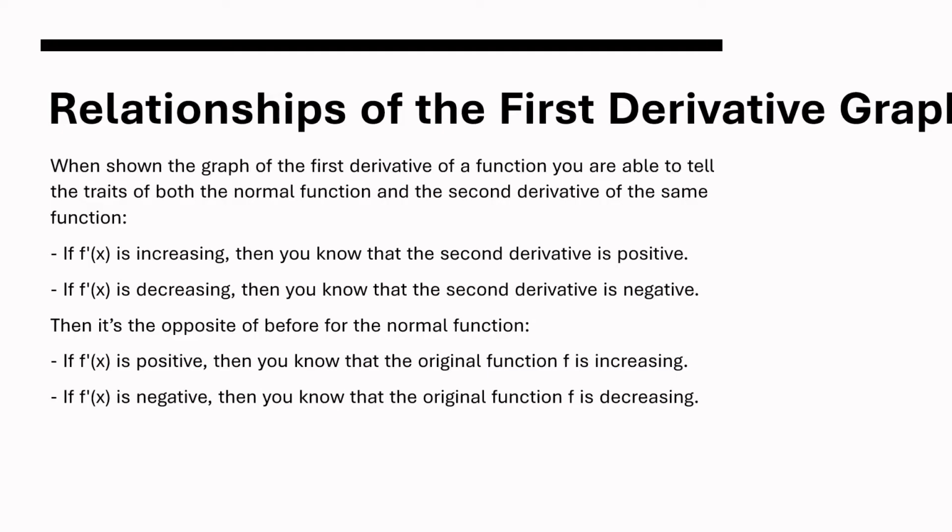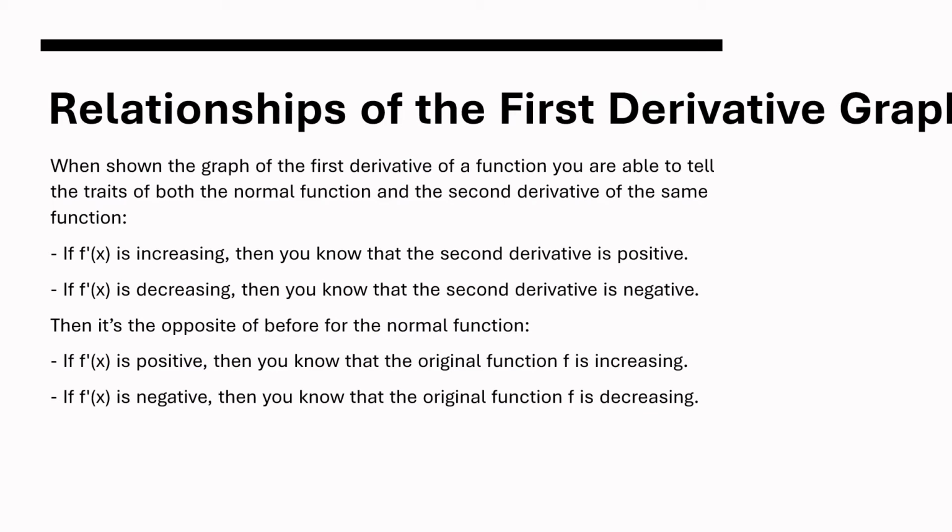Now we're going to move on to relationships that the first derivative graph represents. Even though we've already been given the first and second derivatives from the original function, sometimes you'll be given the graph of the first derivative and you're supposed to find information about the original function and the second derivative function. So you can use some of the same things you learned before in the normal function in order to find it.